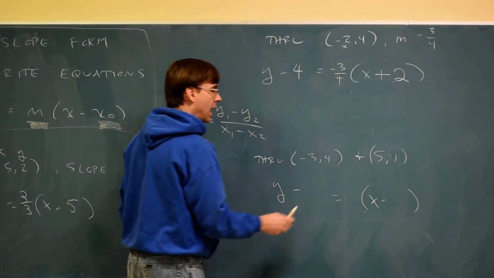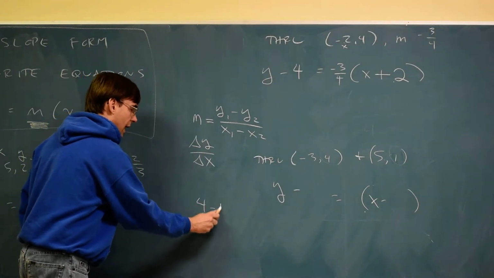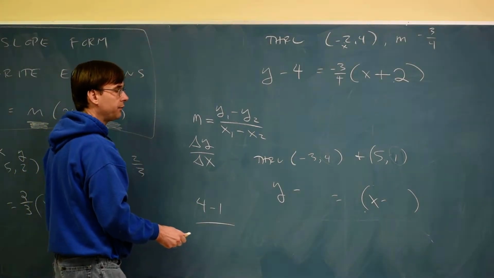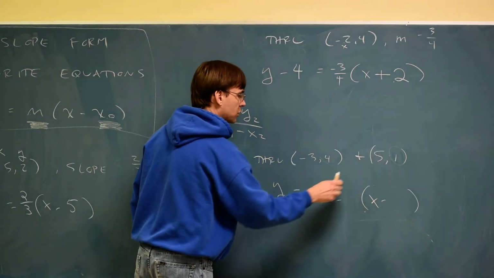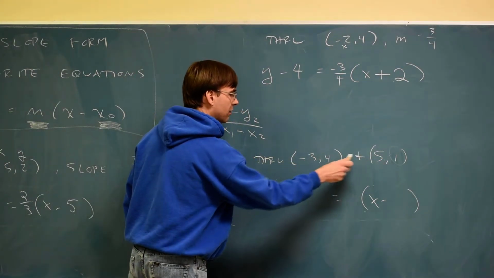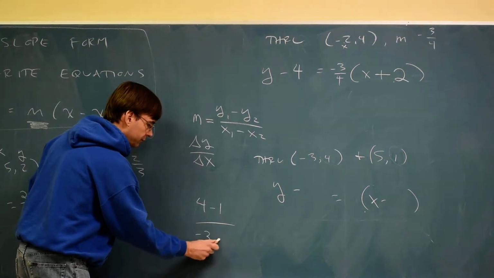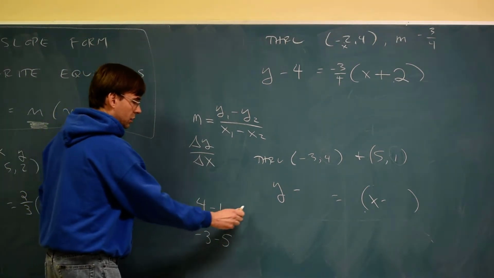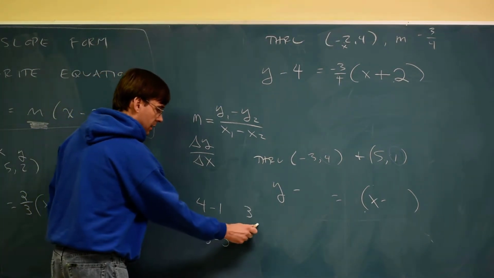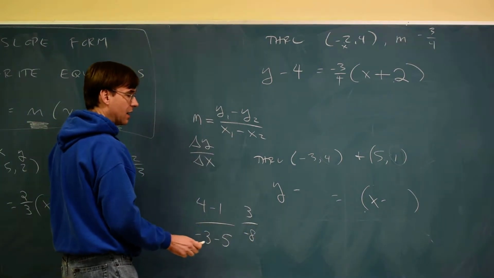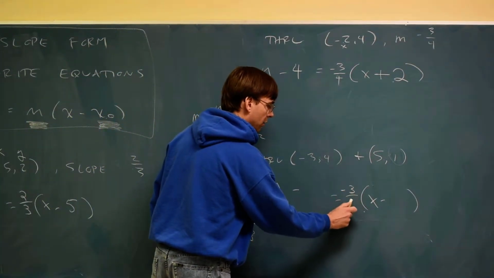Let's start with the y's. The y's go on top, so I could go 4 minus 1. If I do 4 minus 1, then I have to do negative 3 minus 5. Subtracting the top gets me 3. Subtracting on the bottom is negative 8. The slope goes here.